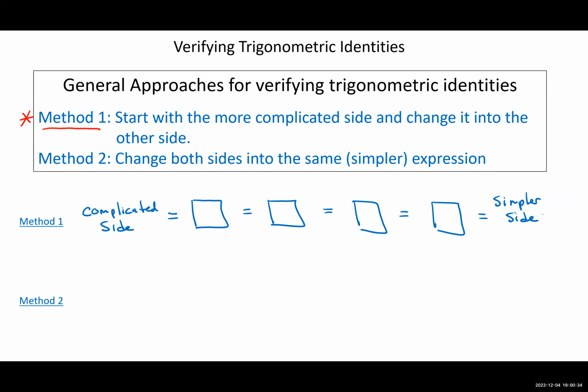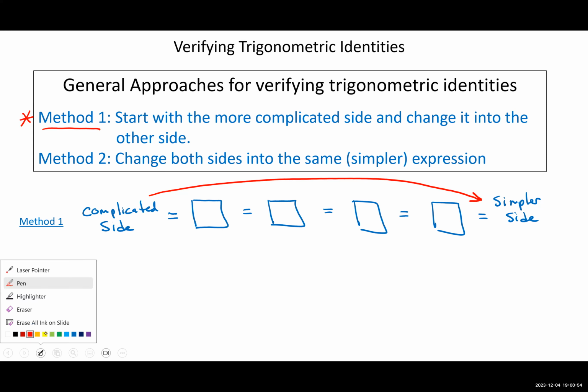All right, but we start with one side and we manipulate until we get the other side. So method 1, you do this. Right? Method 2, sometimes this works better when both sides look complicated.